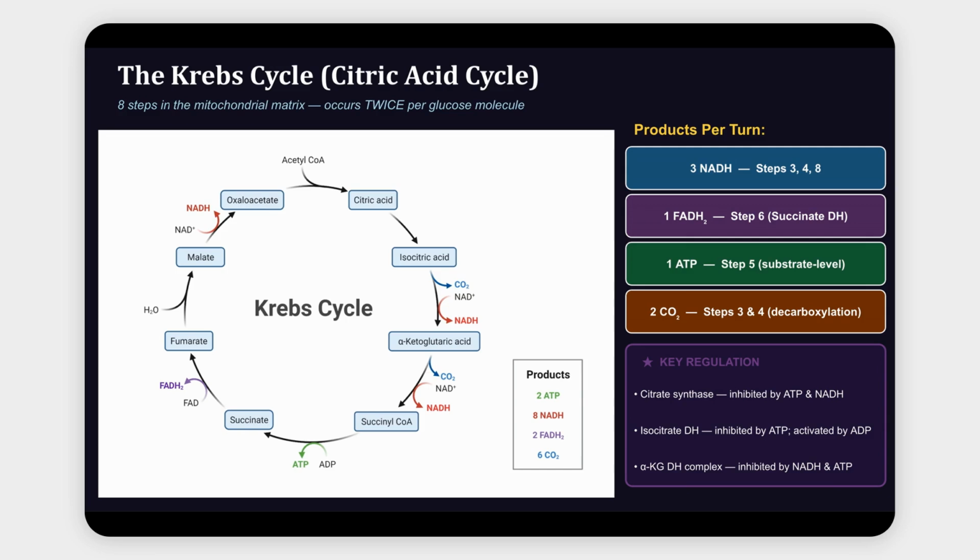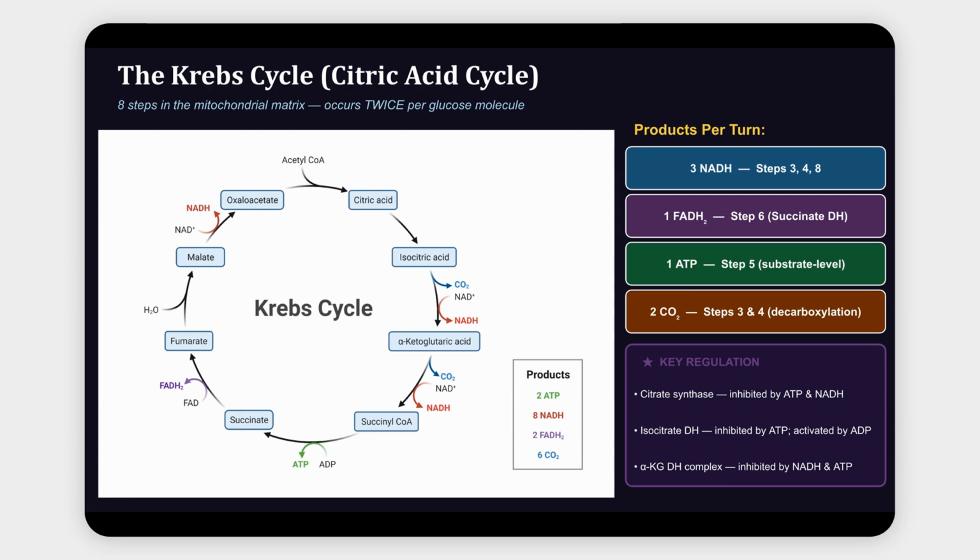In the fifth step, succinyl-CoA synthetase converts succinyl-CoA to succinate, releasing coenzyme A. The energy stored in the thioester bond of succinyl-CoA drives the only substrate-level phosphorylation in the Krebs cycle, generating 1 ATP directly per turn. That means 2 ATP per glucose molecule.